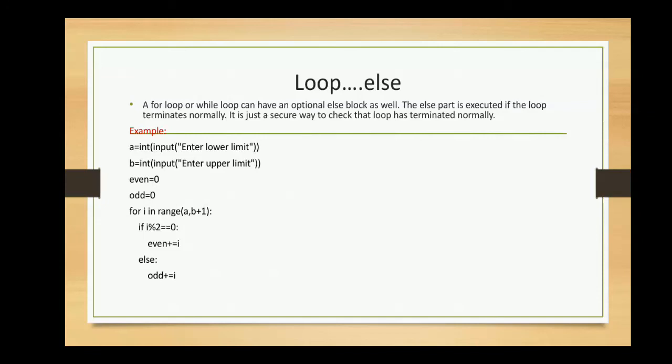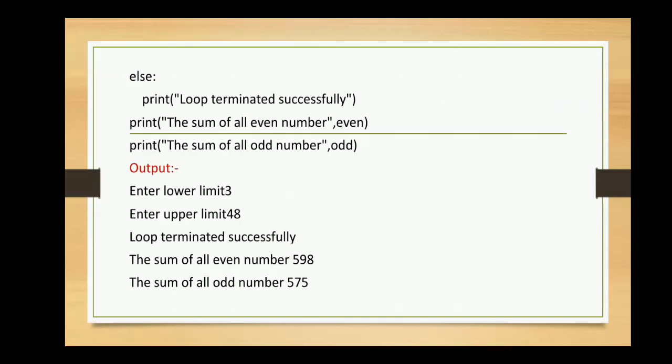In the example you can see the upper limit and the lower limit. It will display the total of all the numbers given in the range. When it is an even number, even plus I. When it is an odd number, that means it will be odd plus I. Otherwise, it will print the message loop terminated successfully.